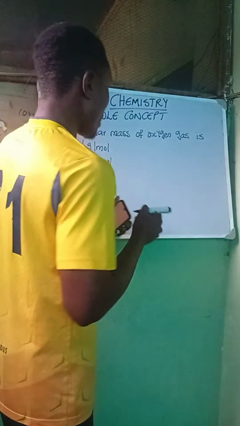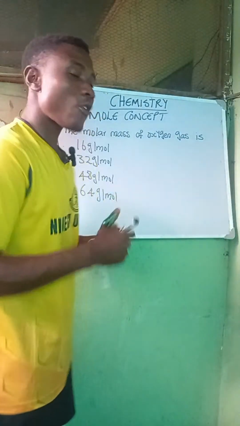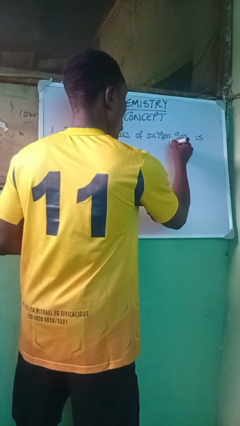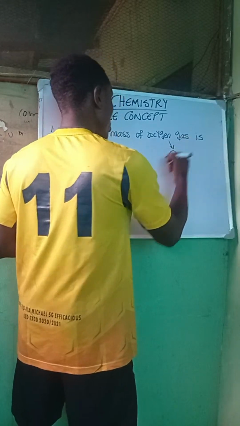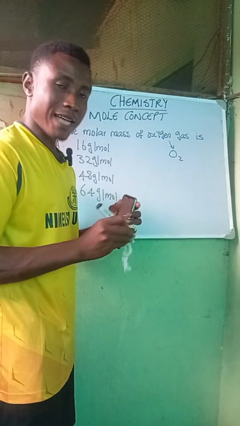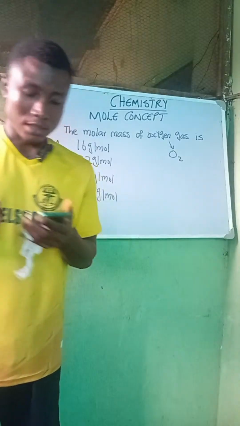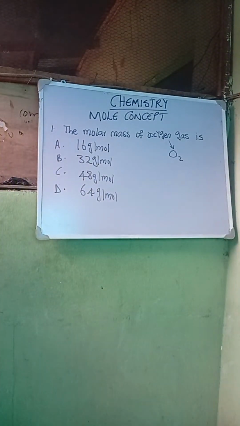They are asking us the molar mass of oxygen gas. Note that oxygen gas is O2. So they are asking us what is the molar mass of this oxygen gas. That is the question they are trying to ask us. A, 16 gram per mole. B, 32 gram per mole. C, 48 gram per mole, and D, 64 gram per mole.